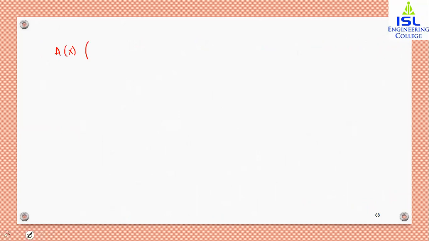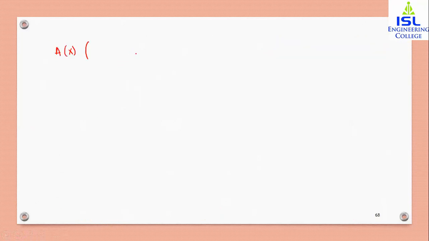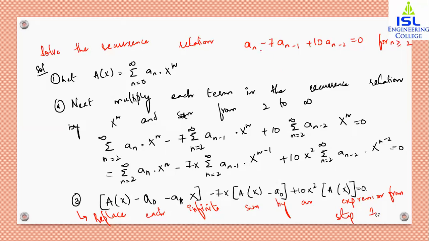From here, A of x, and A of x. I will take the entire A of x common, so we will get 1 minus 7x plus 10x square. If you notice, this is the same thing here: 1 instead of a_n, x instead of a_{n-1}, and x square instead of a_{n-2}. So 1 minus 7x plus 10x square.